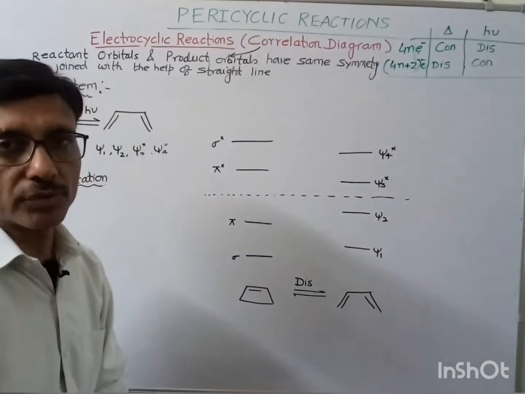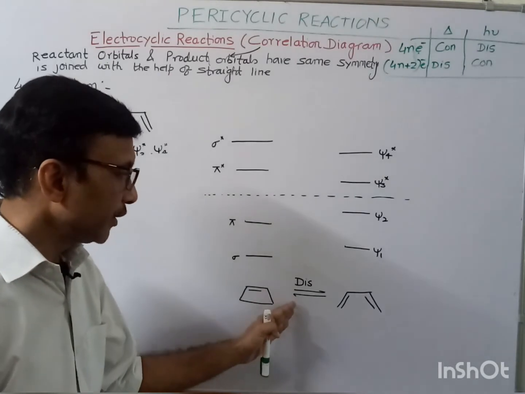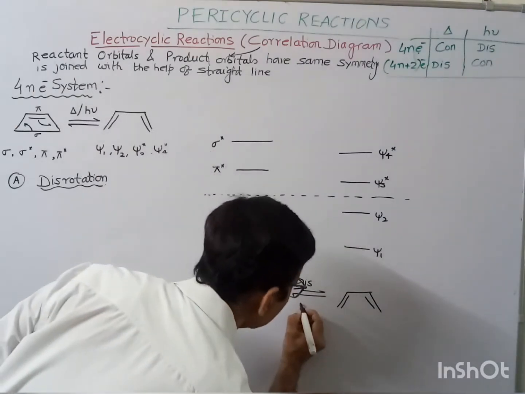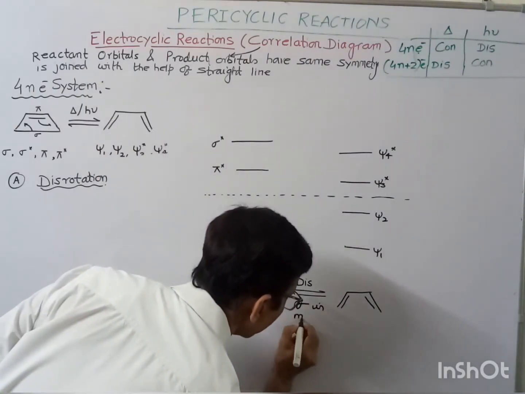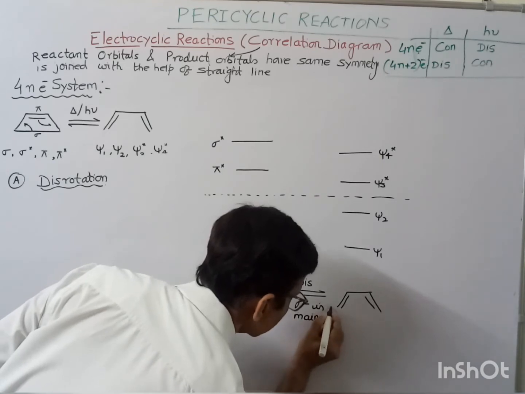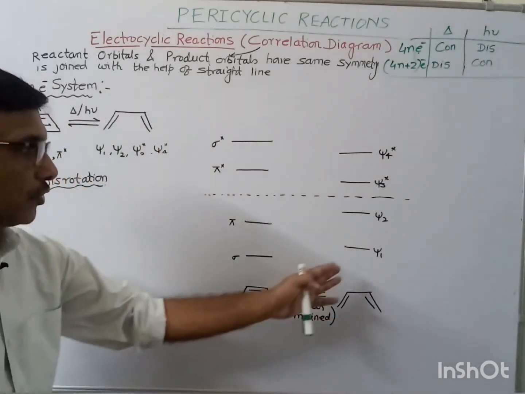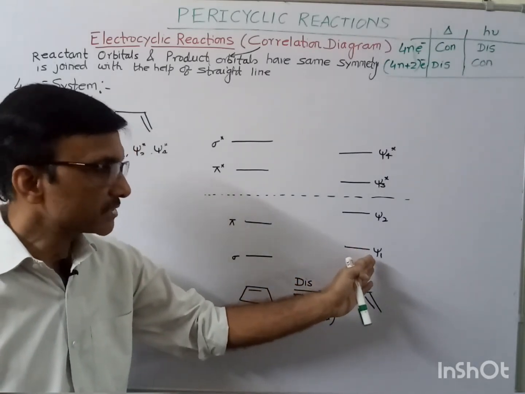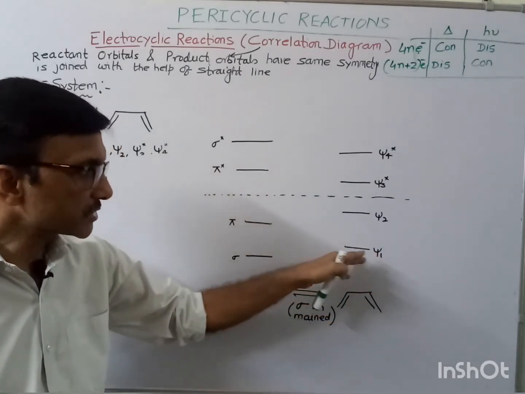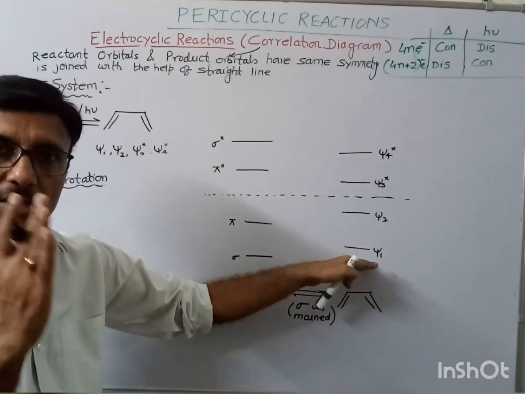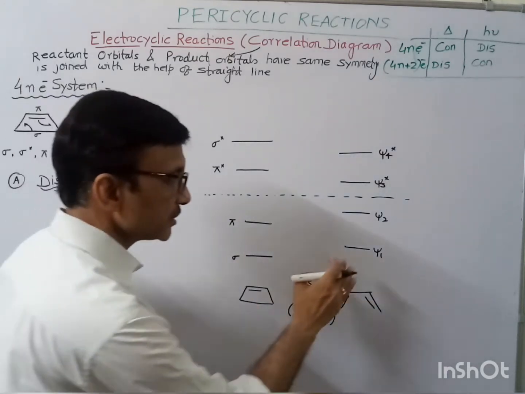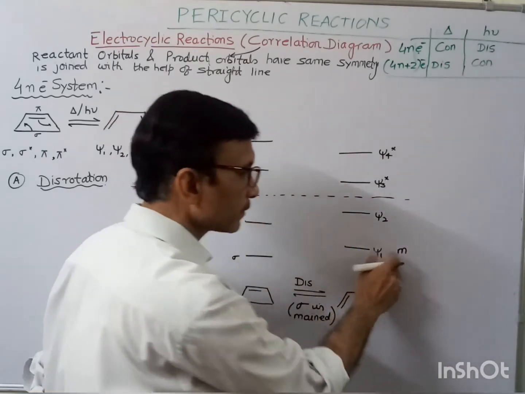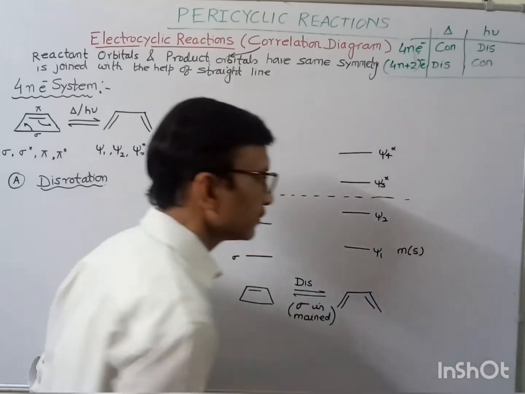So now during disrotation, what I told you in my previous lecture, during disrotation which symmetry is maintained? Mirror plane symmetry is maintained. So sigma is maintained here. Sigma is maintained in mirror plane symmetry. Like if you will see my previous lecture, then you will see that Psi1, what I told you, Psi1, all signs are positive, and if we pass a mirror plane from the middle, then this is symmetric with respect to the mirror plane. M stands for mirror plane.